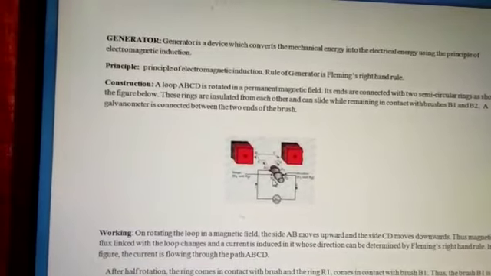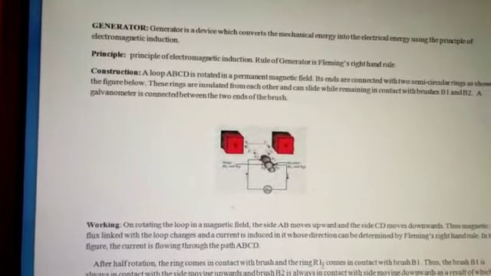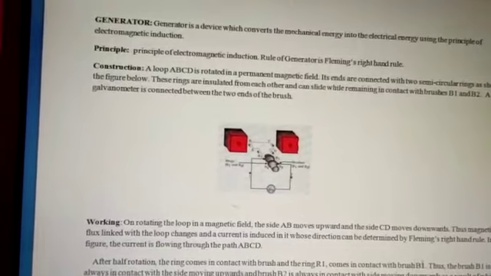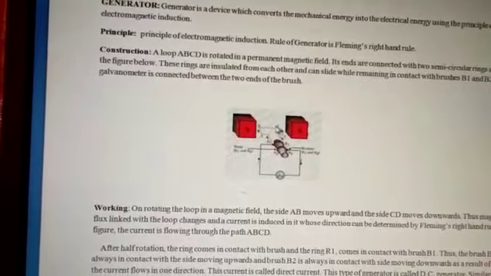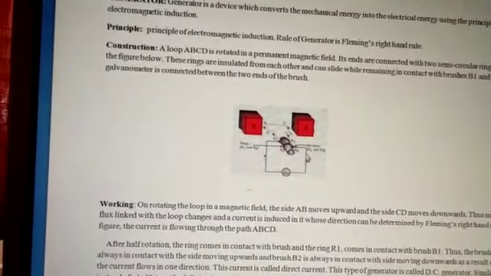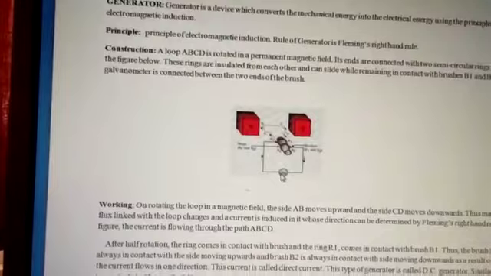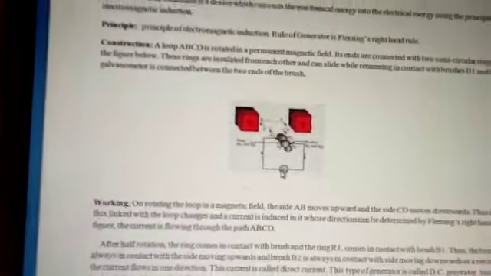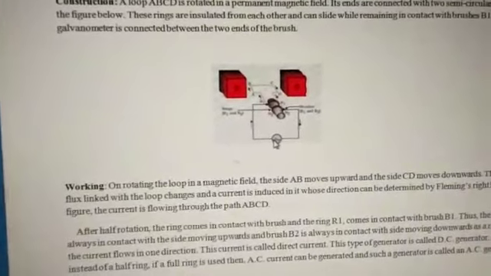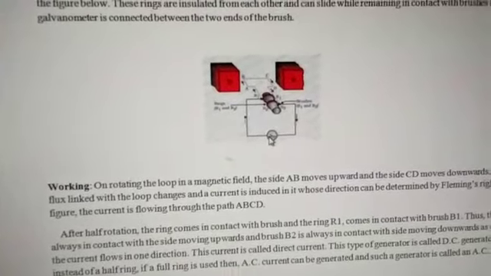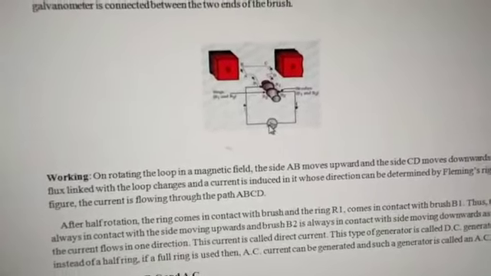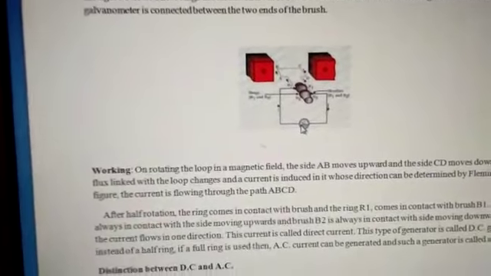R1 comes in contact with the brush B1. Then the current flows towards A, B, C, D, and then it flows in this manner. So the galvanometer shows the deflection. So B1 is always in contact with the side moving upwards, and B2 is always in contact with the side moving downwards, as a result of which the current flows in only one direction.